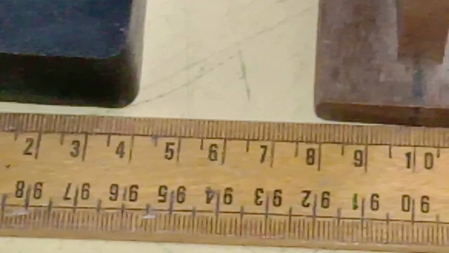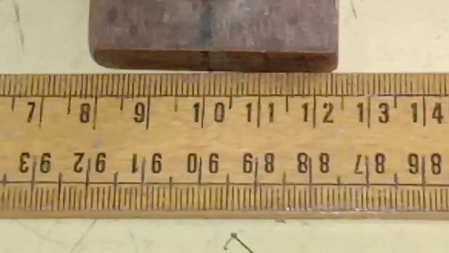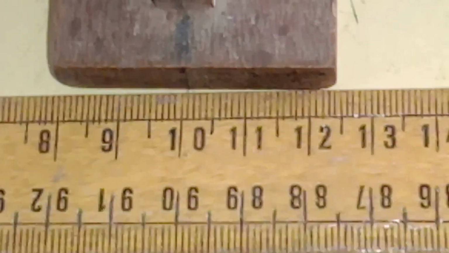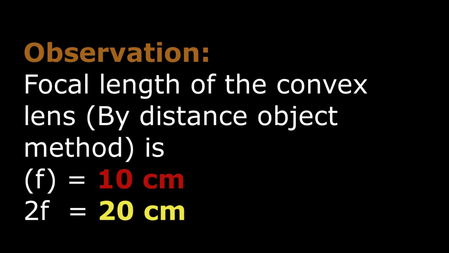See, I have focused the door. I am getting an inverted image. Now we have to measure the distance between them, the center of the screen to the center of the lens stand. See here, the distance is 10 centimeter. This you have to tabulate. So focal length of convex lens by distance object method is f is equal to 10 centimeter and 2f is equal to 20 centimeter.